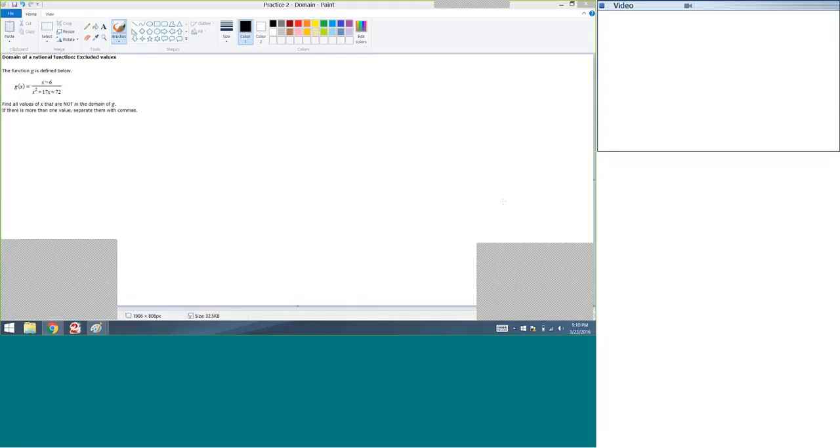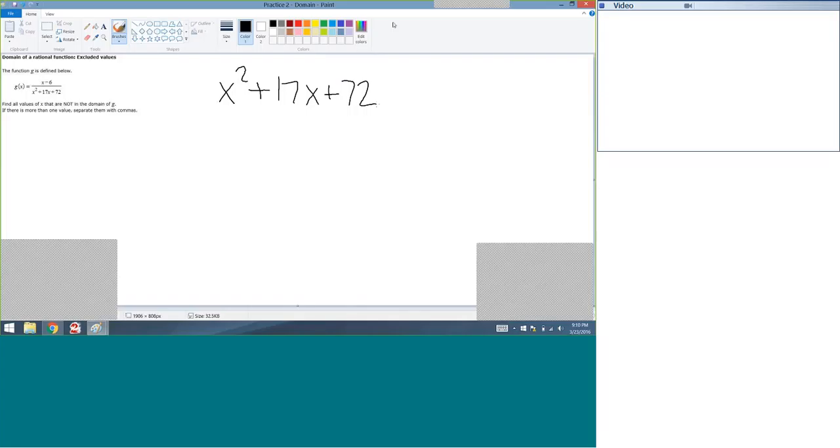So again, with domain, we're more concerned about what's happening in the denominator, because that's the one restriction that we have with these, but we can't have a 0. So we're going to be focused on the x squared plus 17x plus 72.